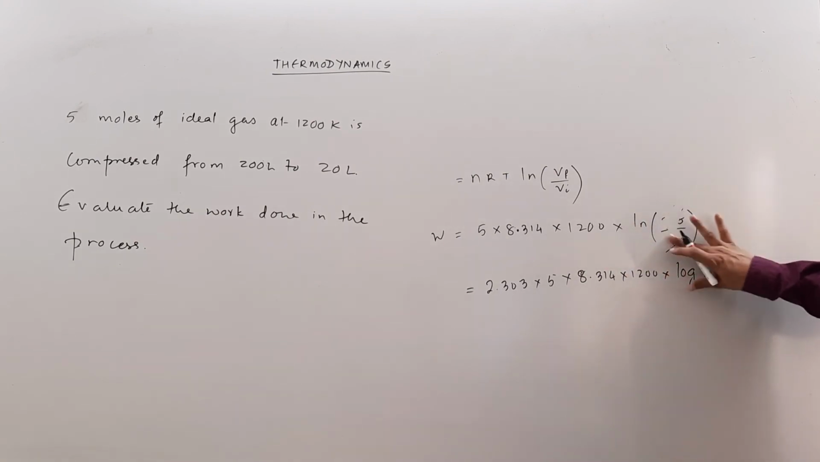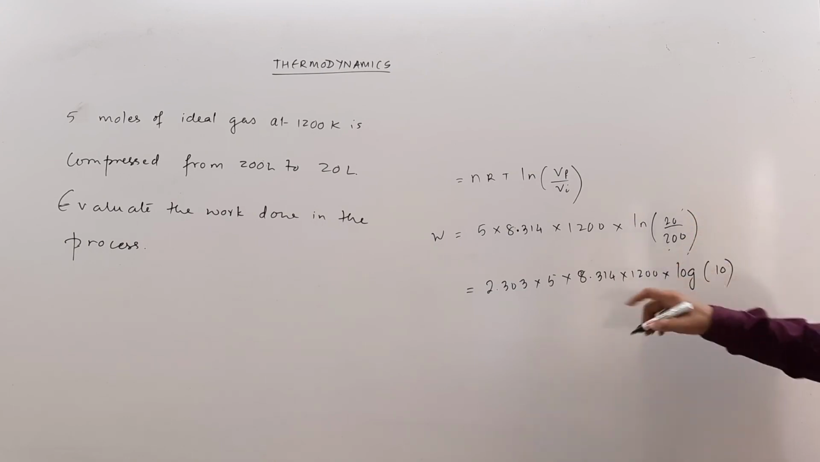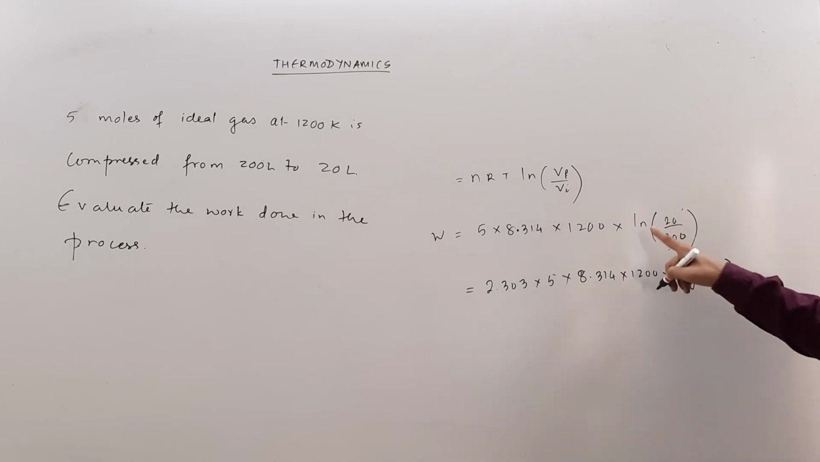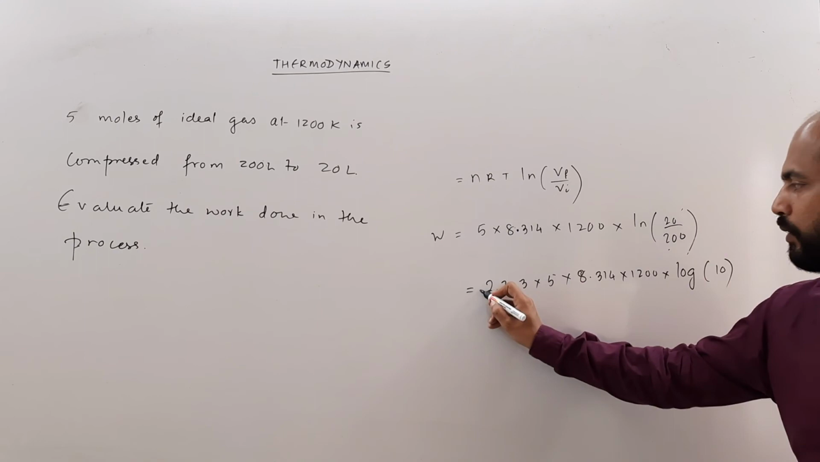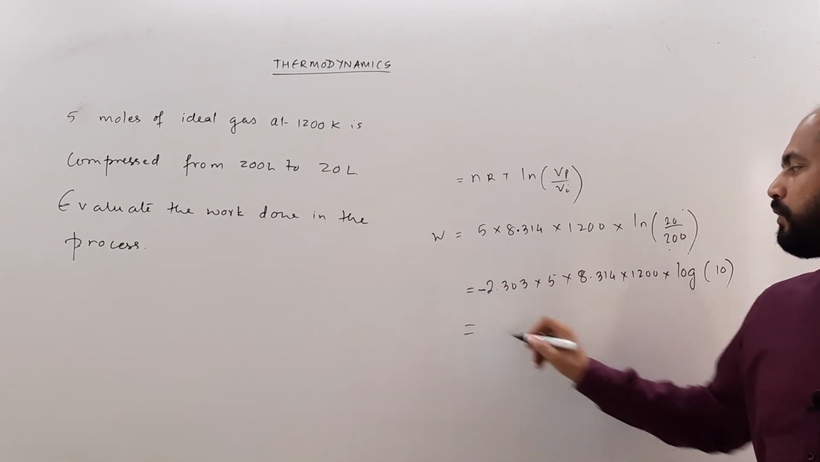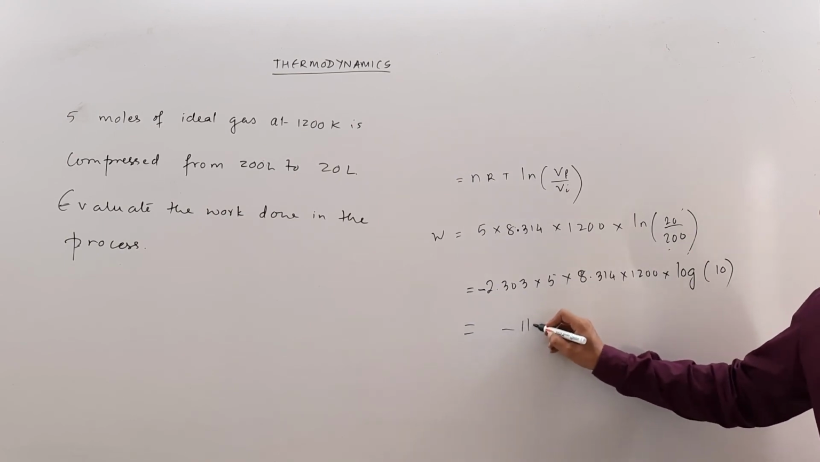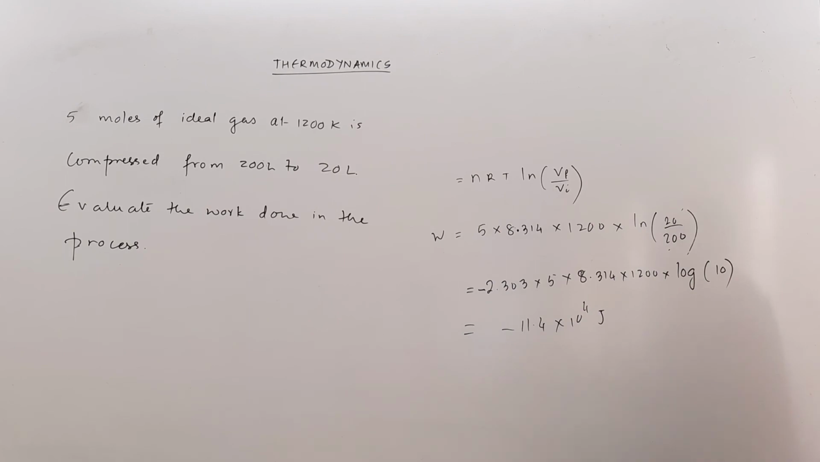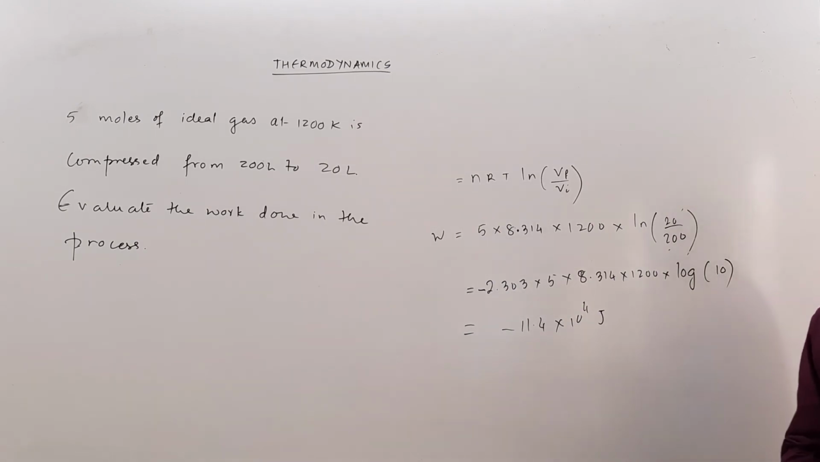this is going to be ln of 20 by 200, simply because V final is 20 and V initial is 200. So we get ln 1 by 10, or we can write it as log of 10 with a minus sign. So the final answer comes to minus 11.4 into 10 raised to 4 joules. Now this holds because the volume is compressed, so work is done on the system, and hence the answer that we get should be negative.